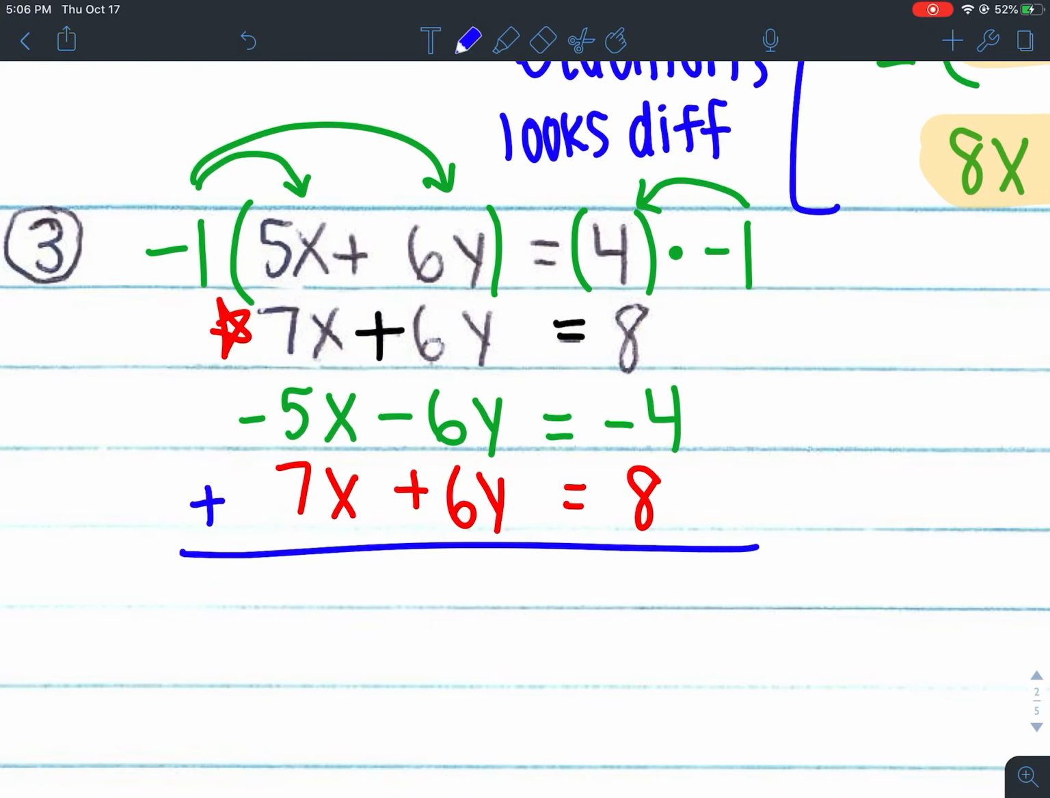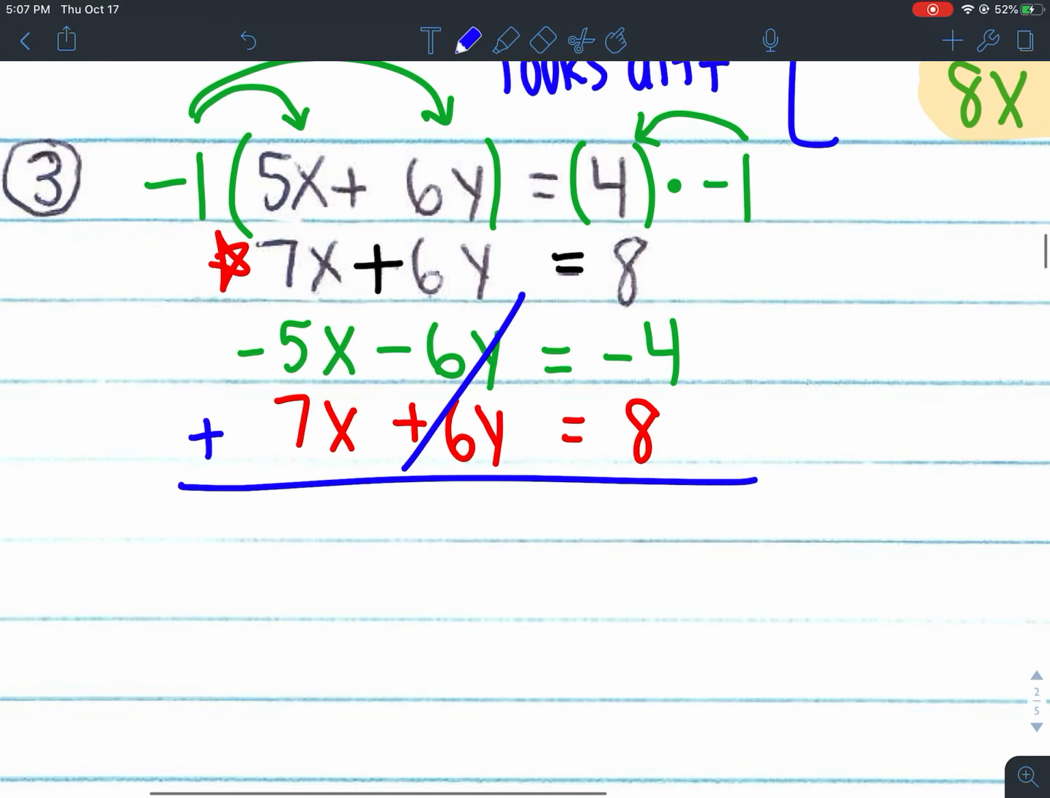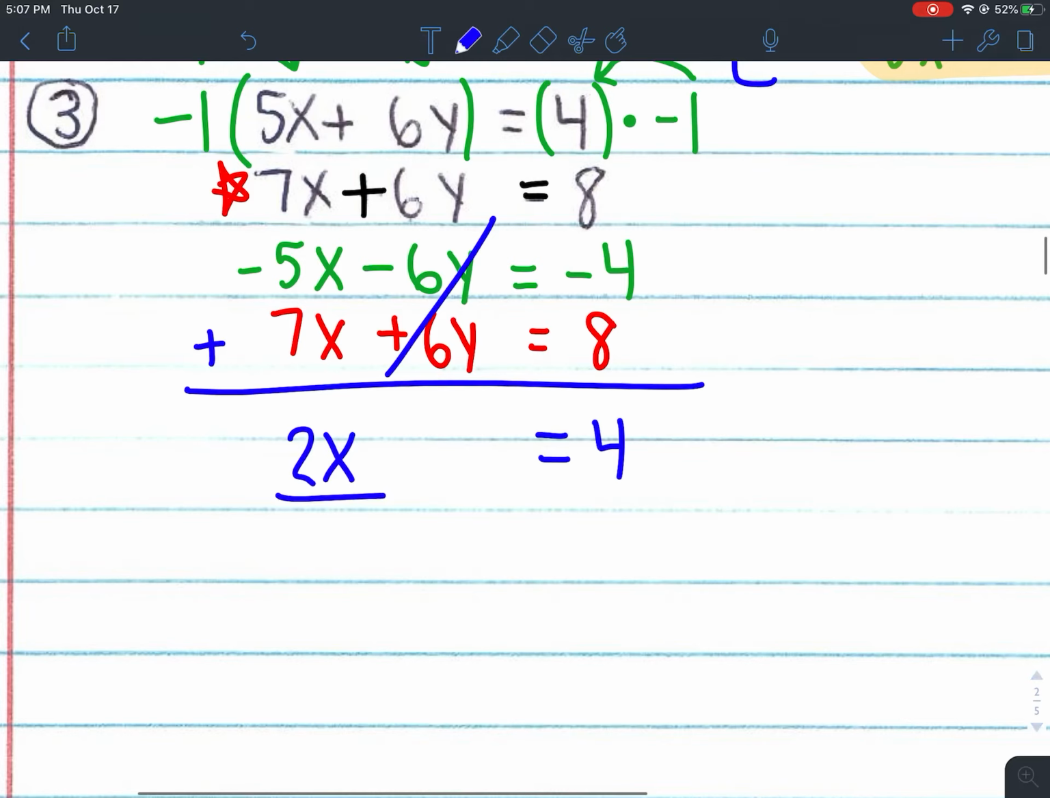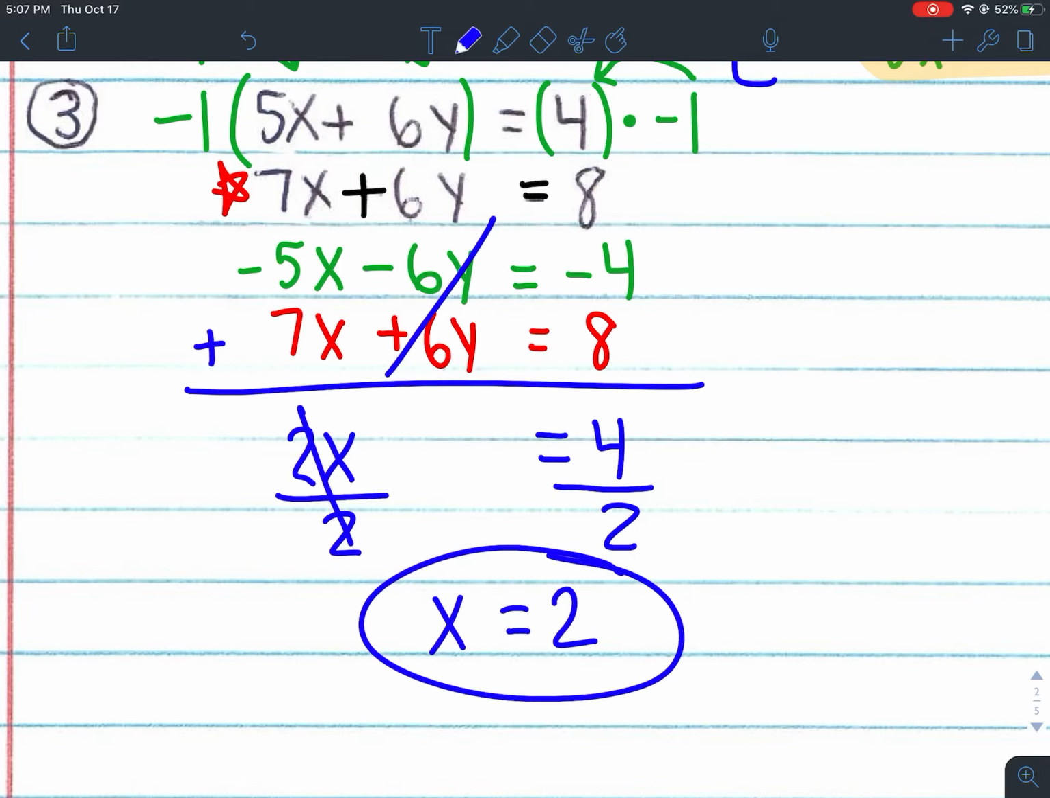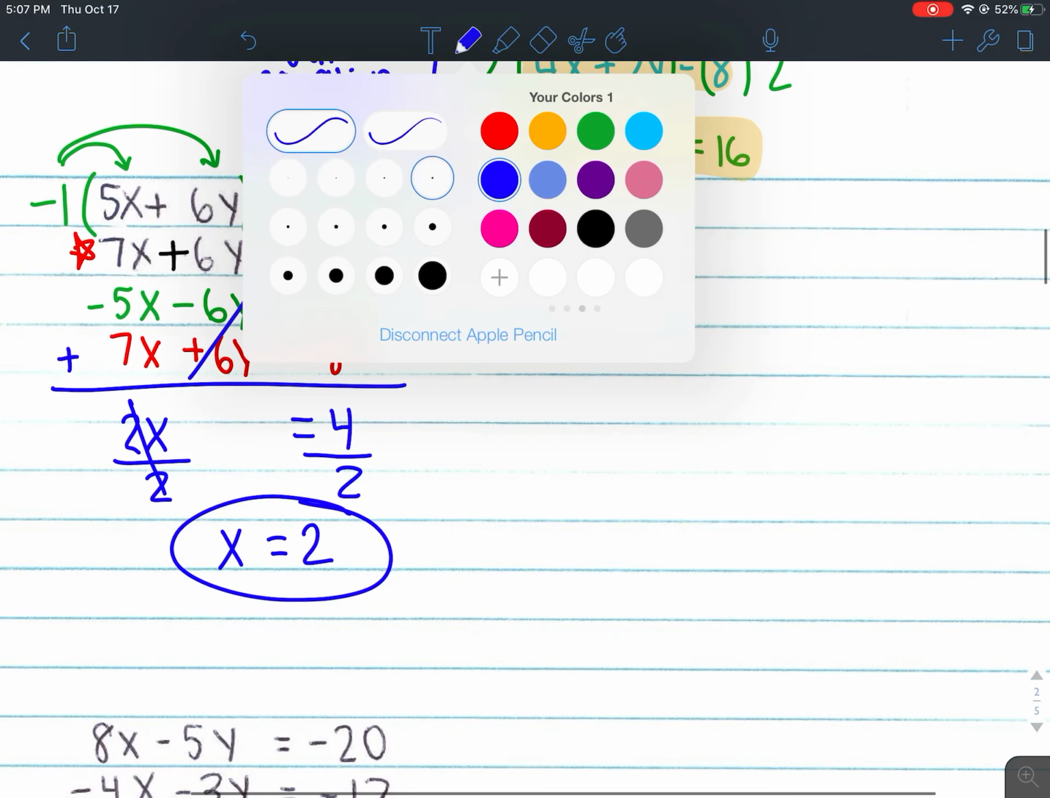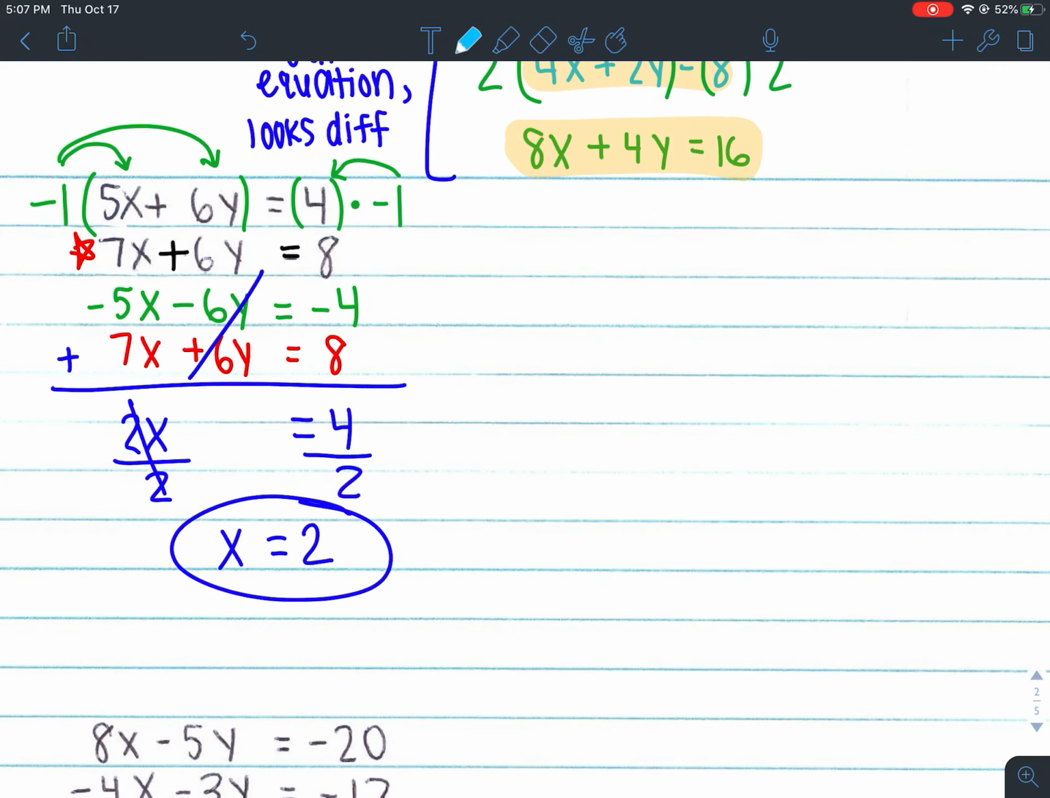So now that I can actually eliminate something, I'm going to go ahead and draw my plus in my line. Negative 6y plus 6y cancels this time, so we're good. Negative 5x plus 7x is positive 2x equals positive 4. And divide both sides by positive 2, x equals 2. So my x value here is 2.